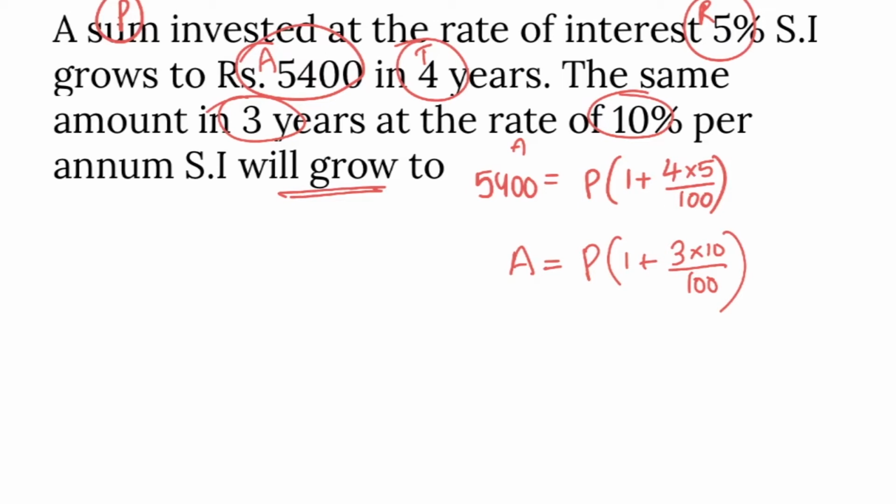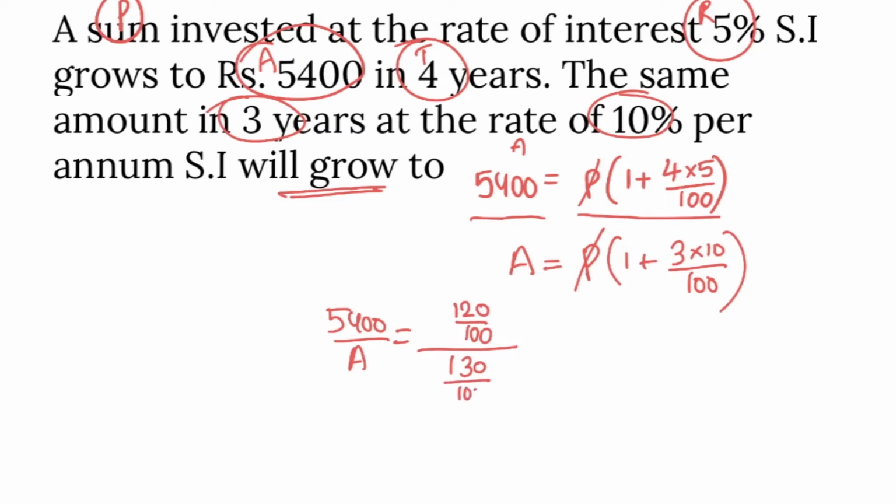And instead of finding P from the first condition, I will do one thing. I am finding the ratio of these two conditions. On the left hand side, 5,400 divided by A is equal to, on the right hand side, you can cancel P and P. 1 plus 20 by 100 is 120 by 100 divided by 1 plus 30 by 100 is 130 by 100. You can cancel 100 and 100, 0 and 0.